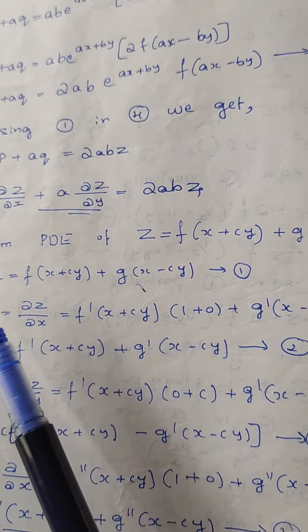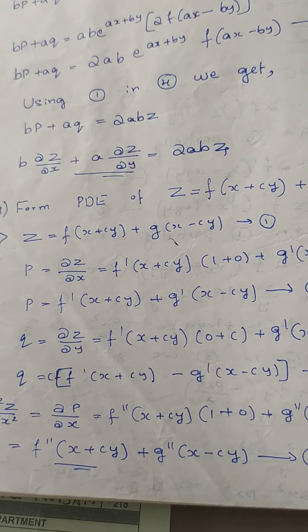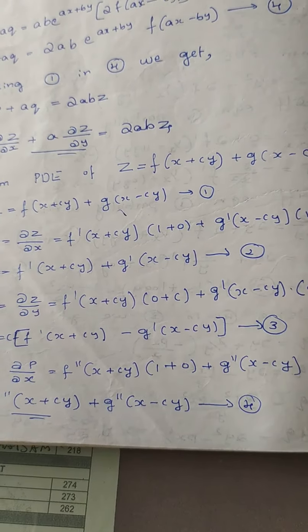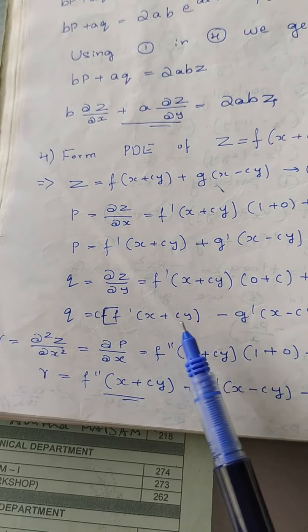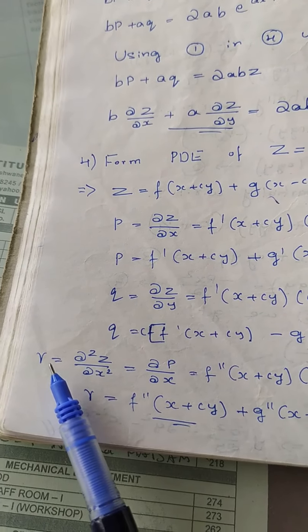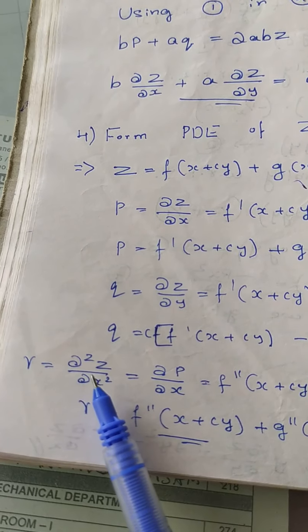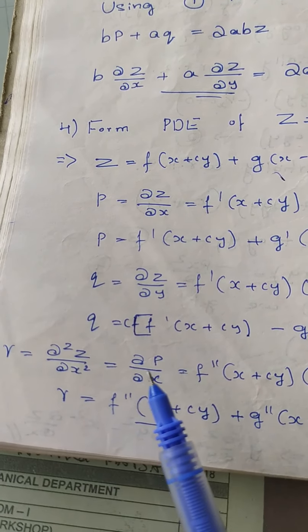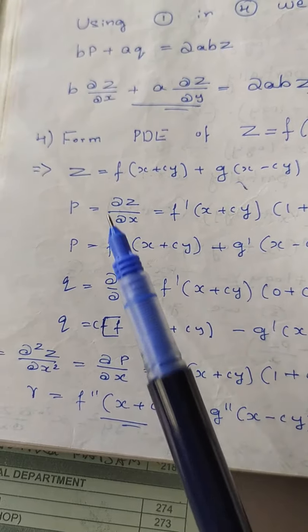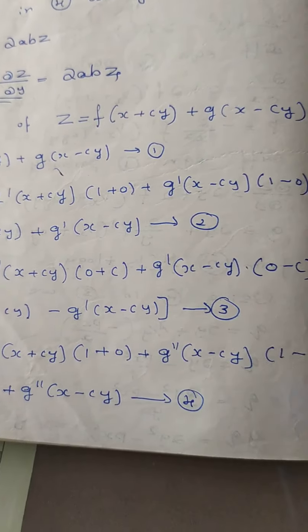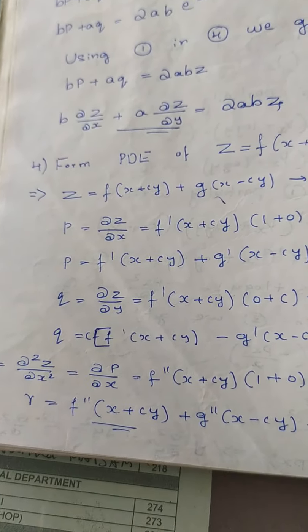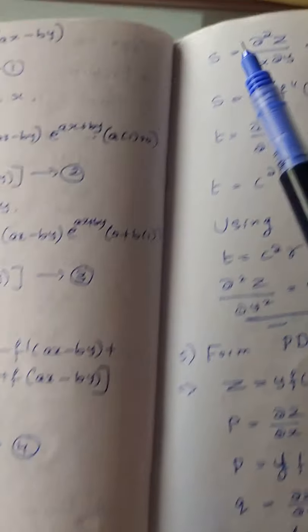First find p. You know how to differentiate. Find q. This is your q. And find r. r means differentiate dou z by dou x again with respect to x. Then we get dou square z by dou x square. That is dou p by dou x. Differentiate p with respect to x. Then we get this is your r. Next, find s.